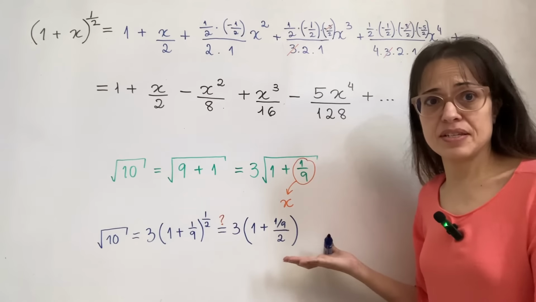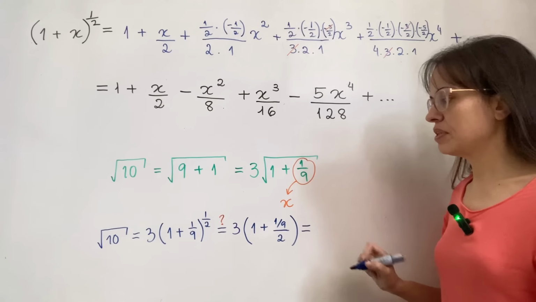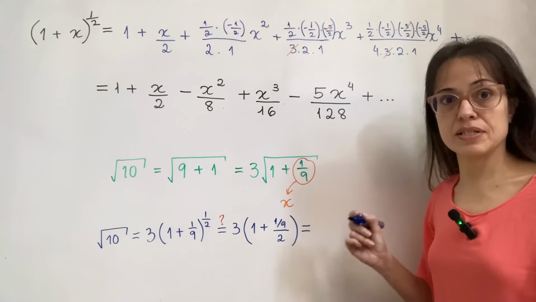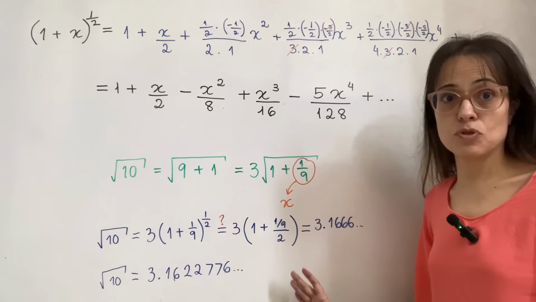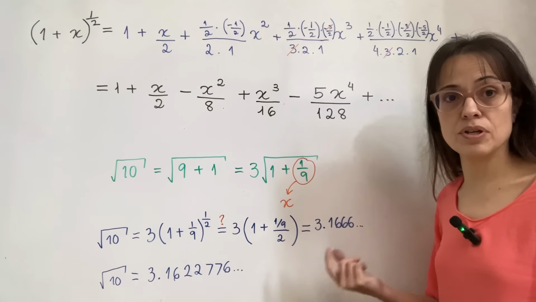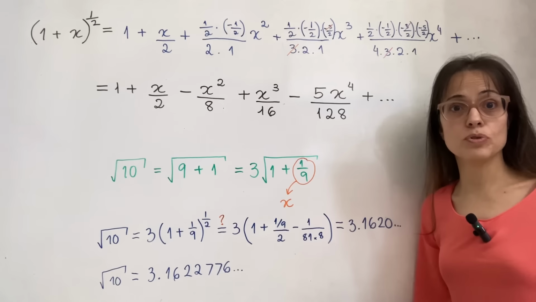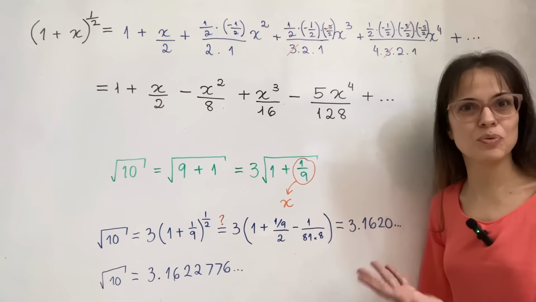So how good is this as an approximation? I'm just taking two terms. My calculator is telling me that this is 3.16666. The actual value of square root of 10 is that, so it's pretty close. We're getting an error in the third decimal place. If you add one more term, you get a little bit closer, and so on and so forth. You see what's going on.